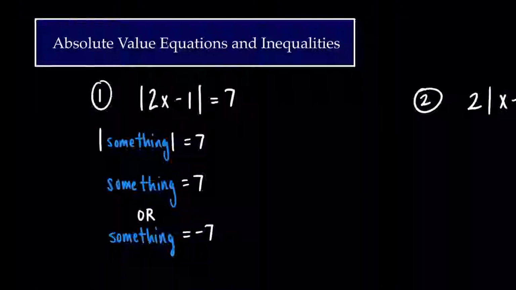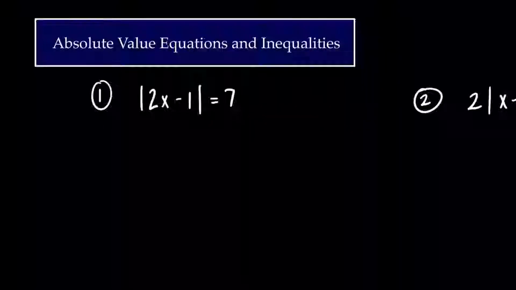Because the only way for me to take the absolute value of something and get 7 is for the something in here to be either +7, and I take the absolute value of +7 and I get 7, or you take the absolute value of -7 and you get +7. So my thought here is that whatever's inside your absolute value either straight up equals this number or it equals the negative version of this number. And that's how you do absolute value equations, basically.